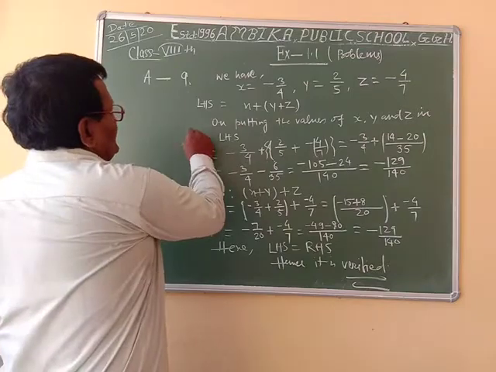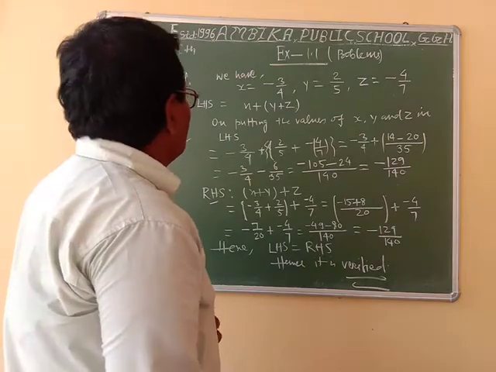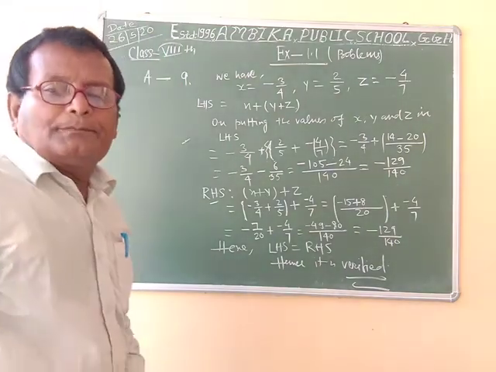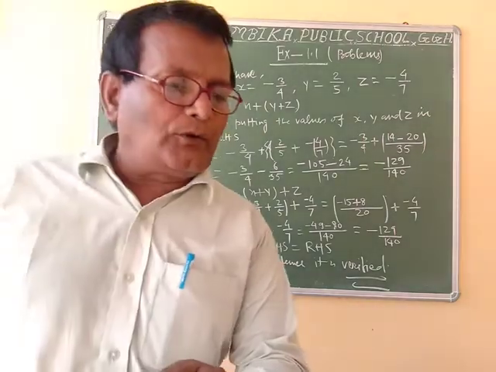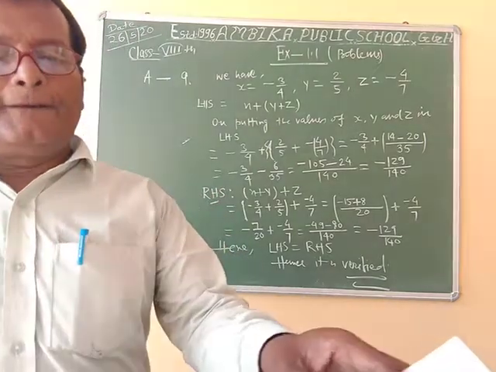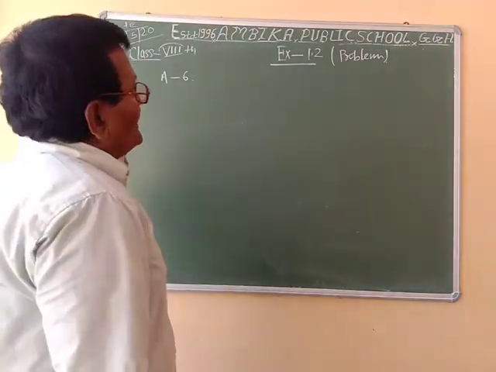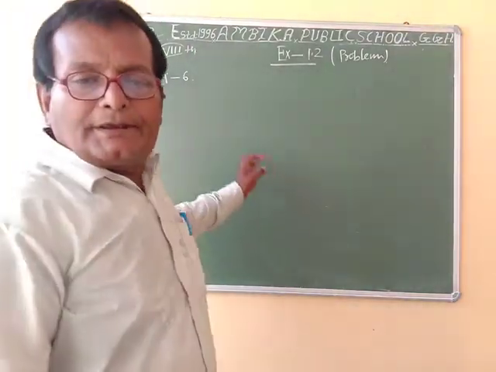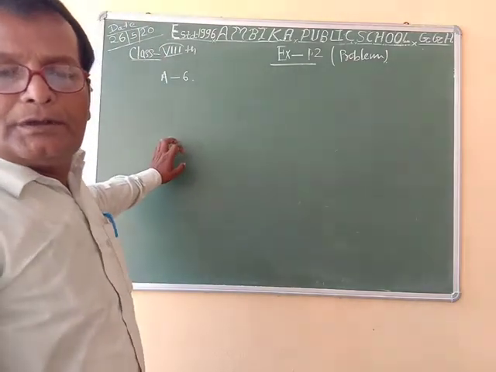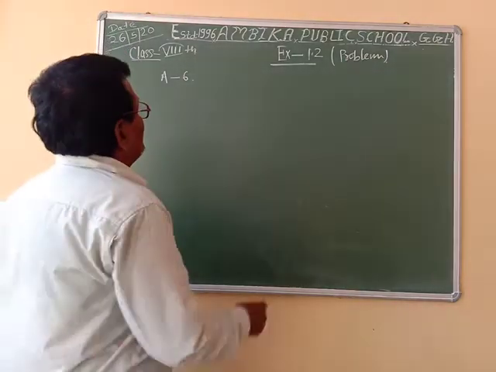So this is the problem, and now I start the next problem, which is taken from exercise 1.2. The problem is number 6 of exercise 1.2. Write 4 rational numbers between minus 1 and minus 1 by 2.